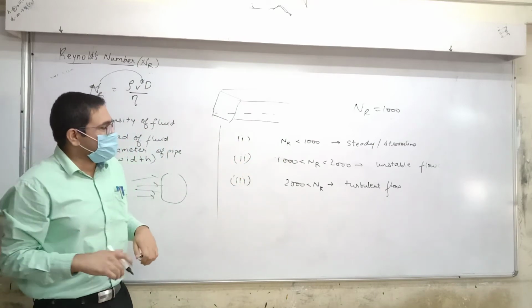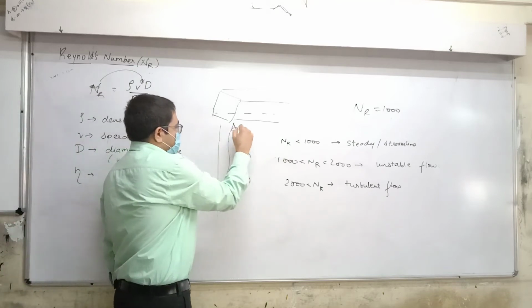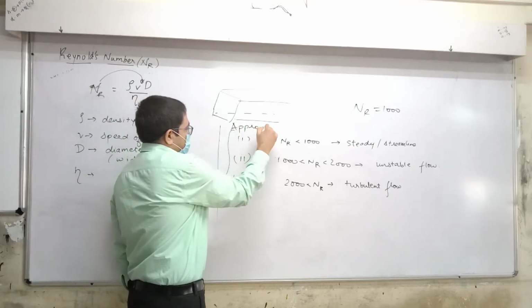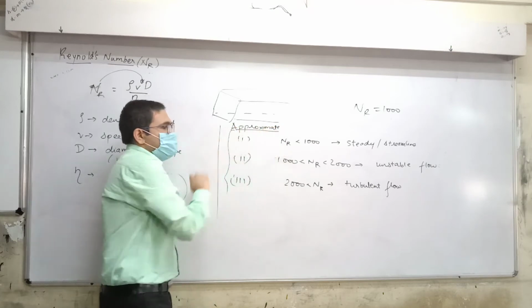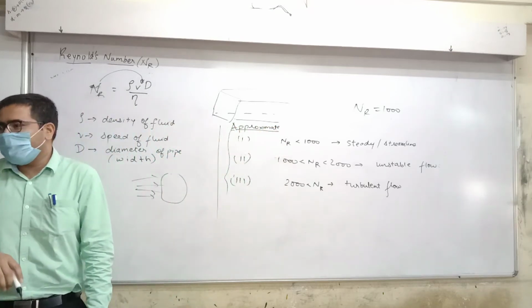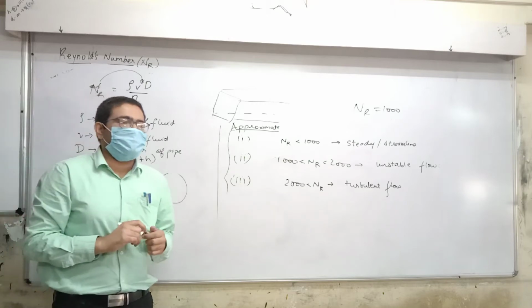Then let me tell you that these values are only approximate. They are so approximate that different authors on the same subject don't even agree with each other.